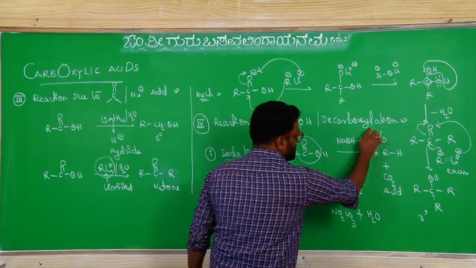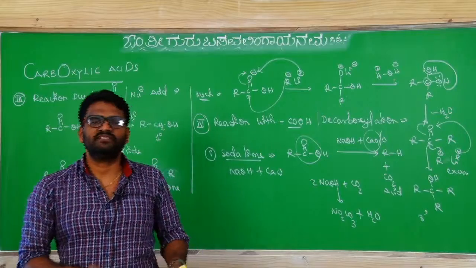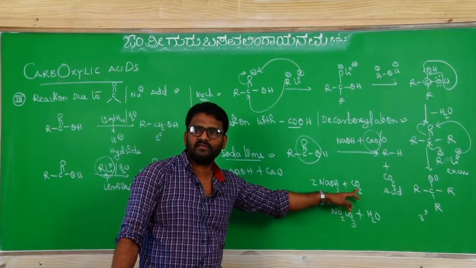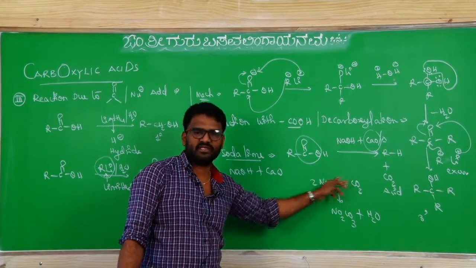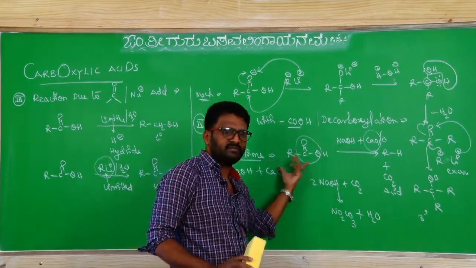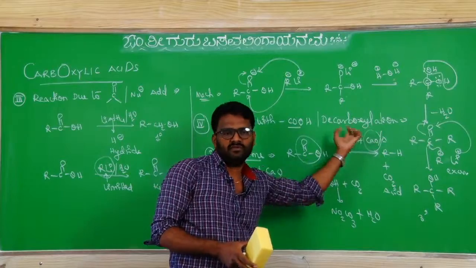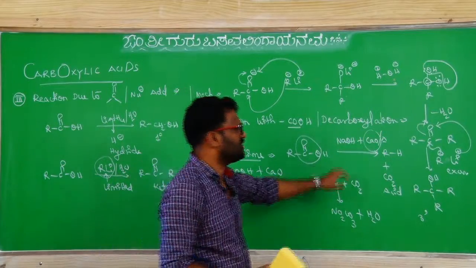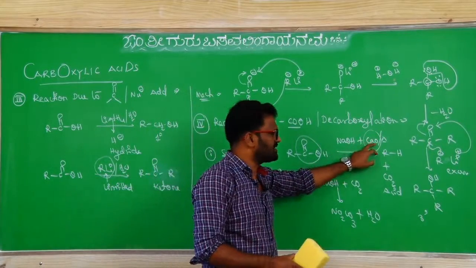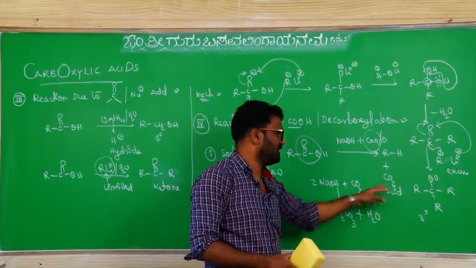What is the use of calcium oxide in this reaction? What is the role of sodium hydroxide? To remove carbon dioxide. To remove carbon dioxide we are using sodium hydroxide. Then what is the role of calcium oxide? Calcium oxide is a dehydrating agent. If there is any moisture in the reaction vessel or with the compound, the moisture will be absorbed by calcium oxide. Calcium oxide is a very good dehydrating compound, like calcium chloride. But the role of NaOH is to eliminate carbon dioxide.